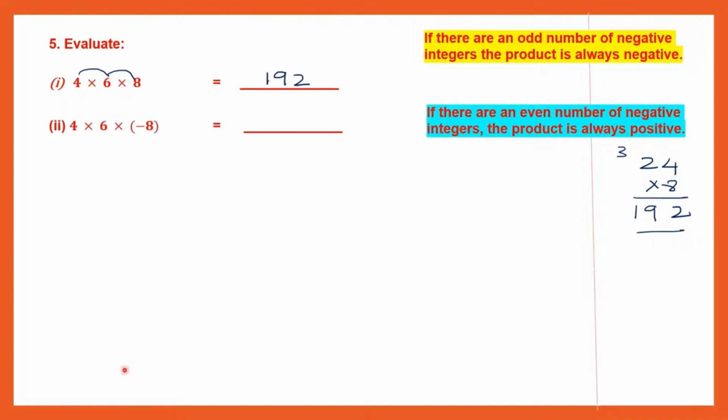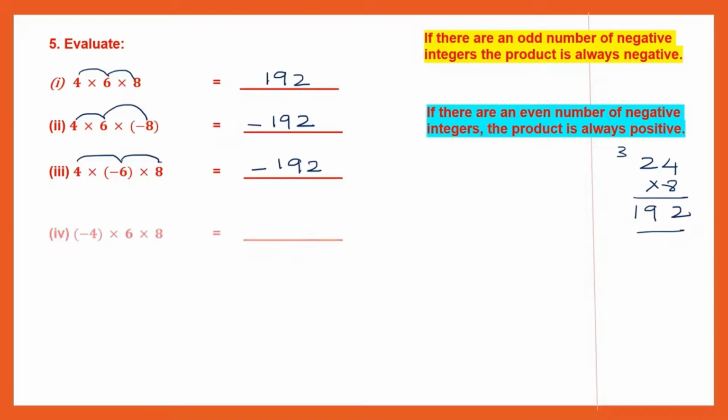Question 2. Here we have one negative integer. 1 is an odd number. That means our answer will have a negative sign. It's negative. Now 4 sixes are 24. 24 into 8 we already did and got 192. Next one. Here look out for the negative integers. We have 1. 1 is an odd number. So our answer will have a minus sign. So 4 into 6 into 8 is 192. So the answer is minus 192.